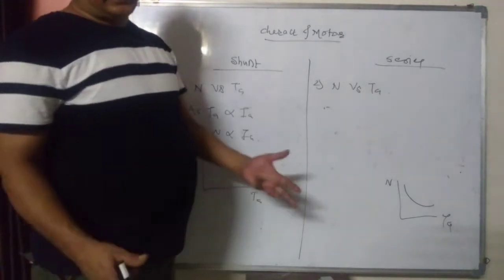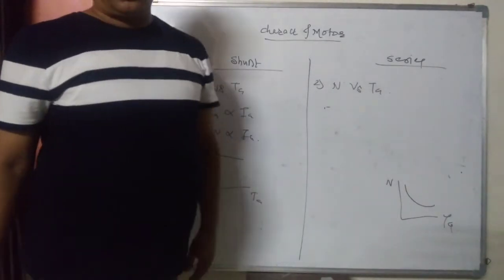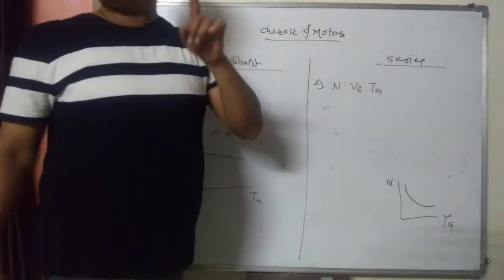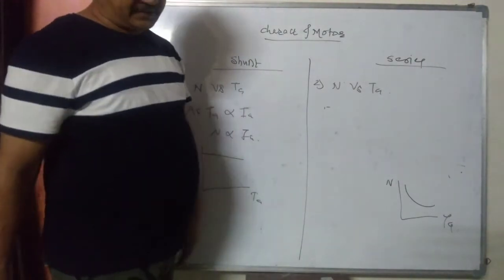This is about the characteristics of shunt motor and series motor. You will be asked either to explain characteristics of shunt motor or explain characteristics of series motor for 6 marks, right?